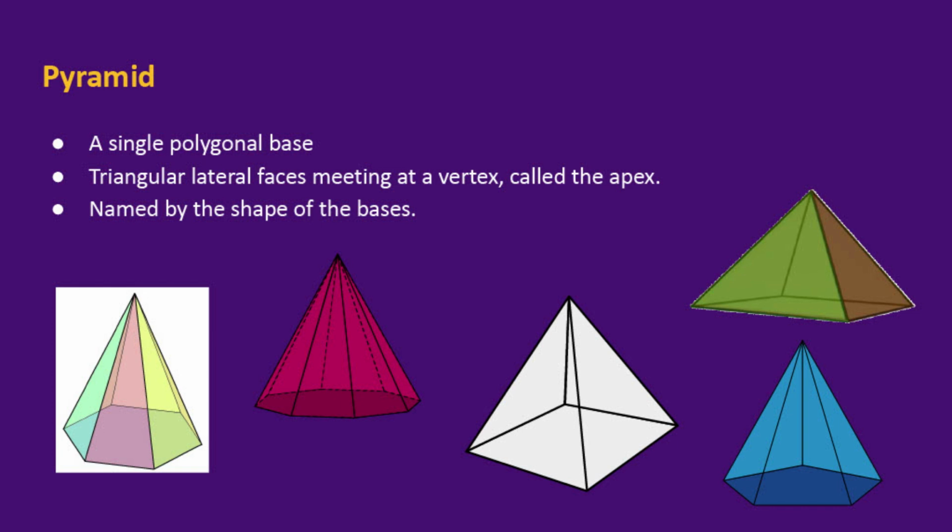A pyramid is a 3-dimensional shape that has a single polygonal base, and triangular lateral faces meeting at a vertex at the top, known as the apex. Pyramids are also named by the shape of the base. So to name a pyramid, look at the base and identify it. That will determine its name. For example, a pyramid with a rectangular base would be called a rectangular pyramid. A pyramid with a hexagonal base would be called a hexagonal pyramid, and so on.